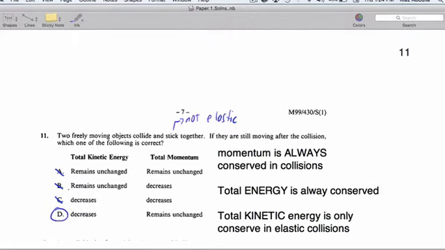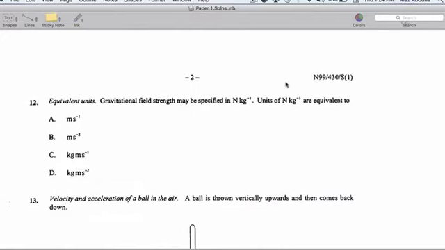All right, number 12, gravitational field strength. Let's remember that g is 10 newtons per kilogram, and this is also equivalent to 10 meters per second squared. And that's how we get choice B.